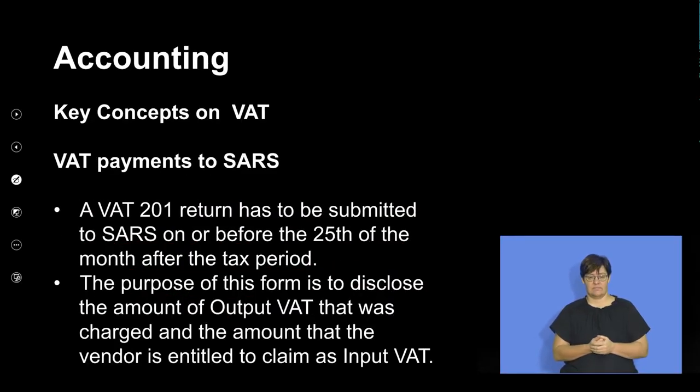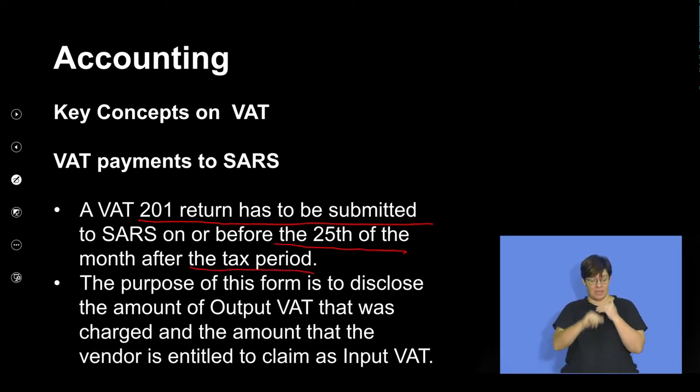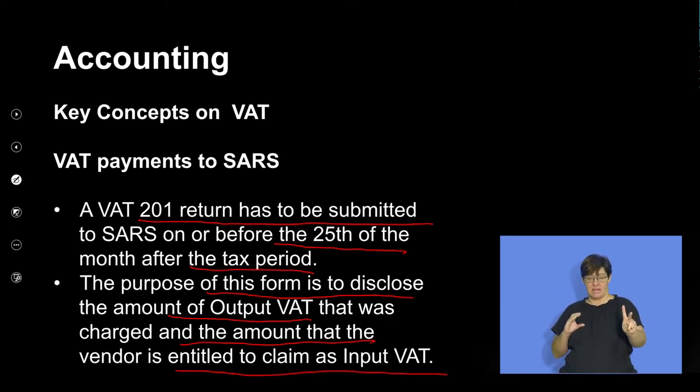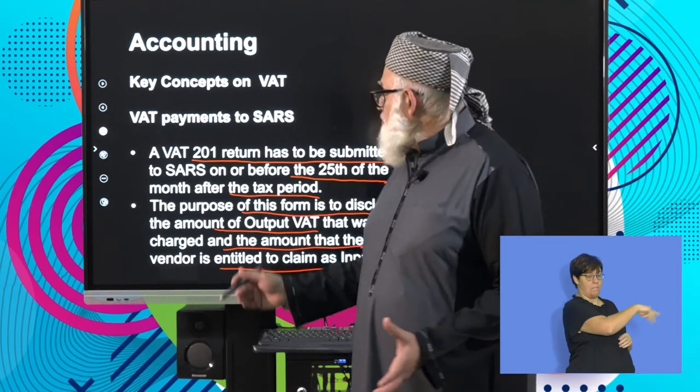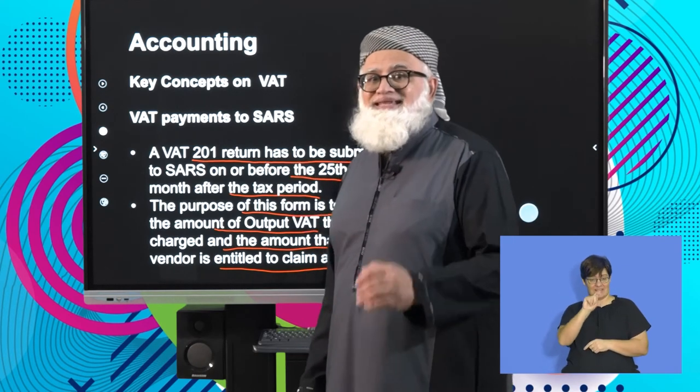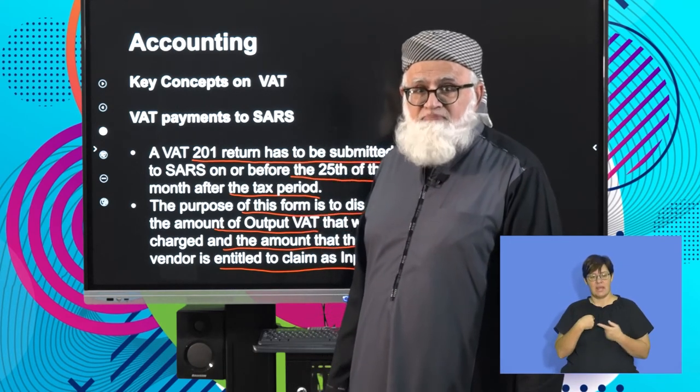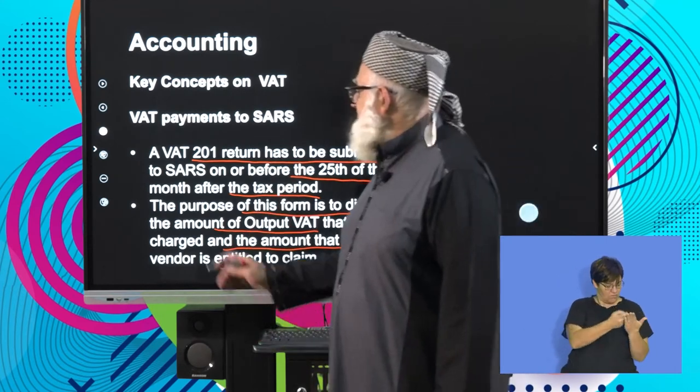Okay, now, how do you make your payments to SARS? A VAT 201 return has to be submitted on or before the 25th of the month after the tax period. The purpose of this form is to disclose the amount of output VAT that was charged and the amount that the vendor is entitled to claim back as input VAT. So in other words, this is a form that you fill in, the VAT 201 form, indicating all the VAT that you can claim back and all the VAT that you have collected.